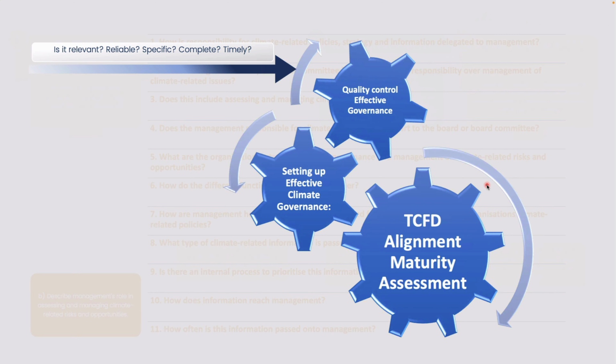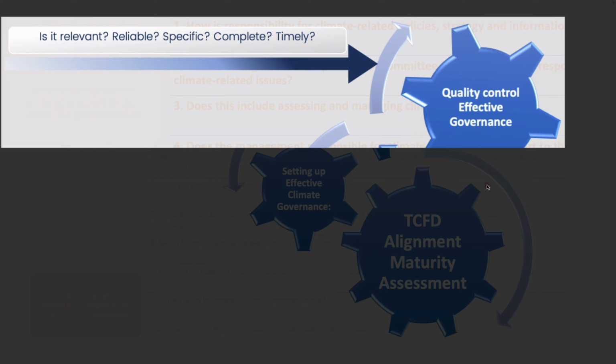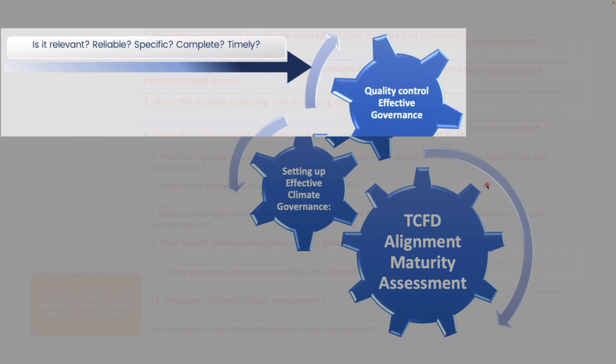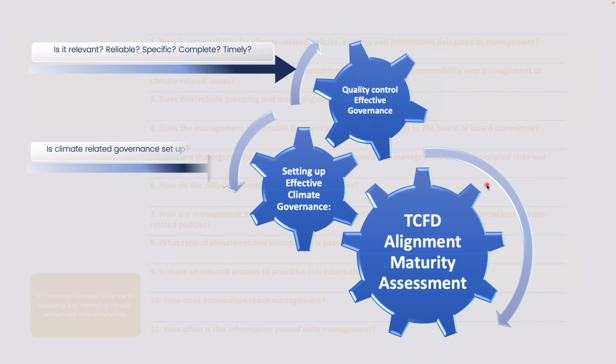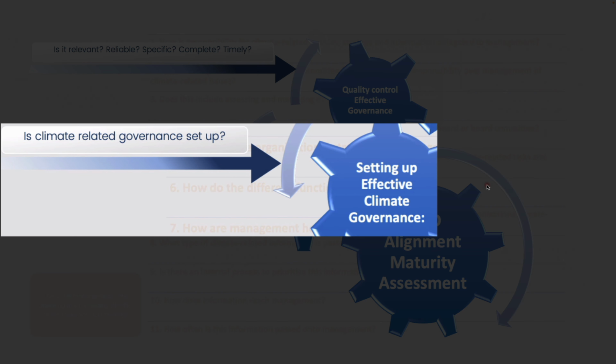So let's look at the practical issues in some more detail here. Firstly, how do we ensure that the answers to those questions that you've just elicited across the organization have some quality control around them? Meaning, after investigations, are you now producing information which is relevant, reliable, specific, and so forth? Secondly, how can you even begin to answer these questions if your organization hasn't established effective and dedicated climate governance?